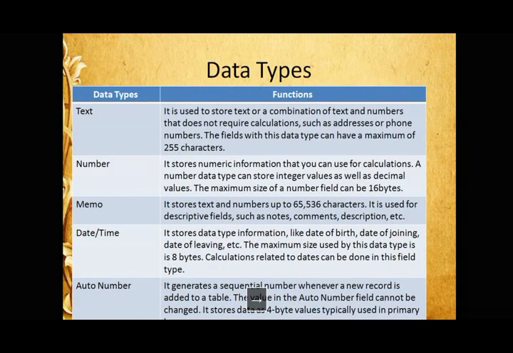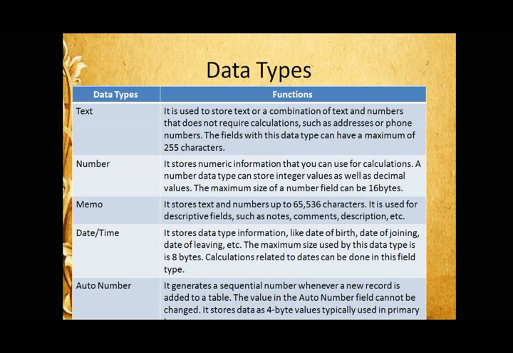Okay, so let's understand first about different types of data types. The first data type is text. We have to write an address also, and in an address we have house number, commas, street number, pin code, etc. So it is a combination of numbers and alphabets and special characters. In text we can use a combination of text and number that does not require any calculation, because when you are writing alphabets the computer cannot do calculation in it, and the maximum capacity is 255 characters. So you have to complete your address or whatever you want to write in 255 characters.